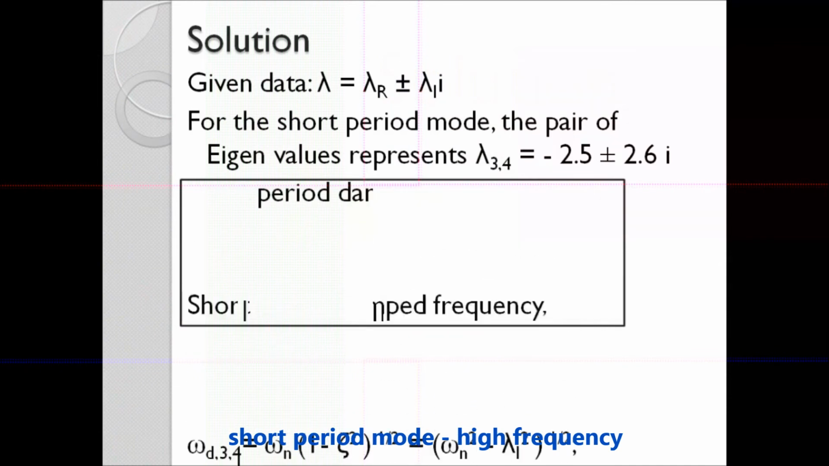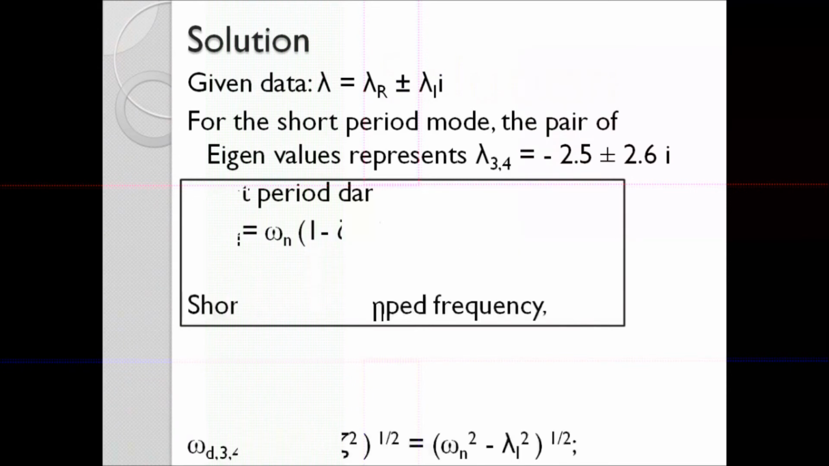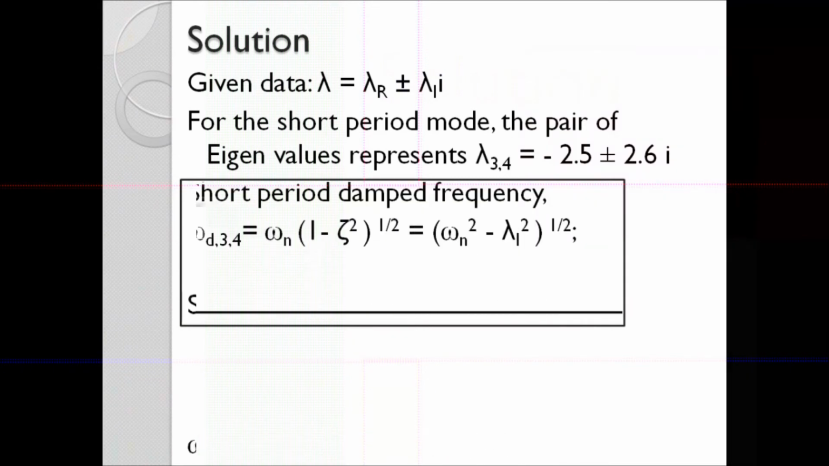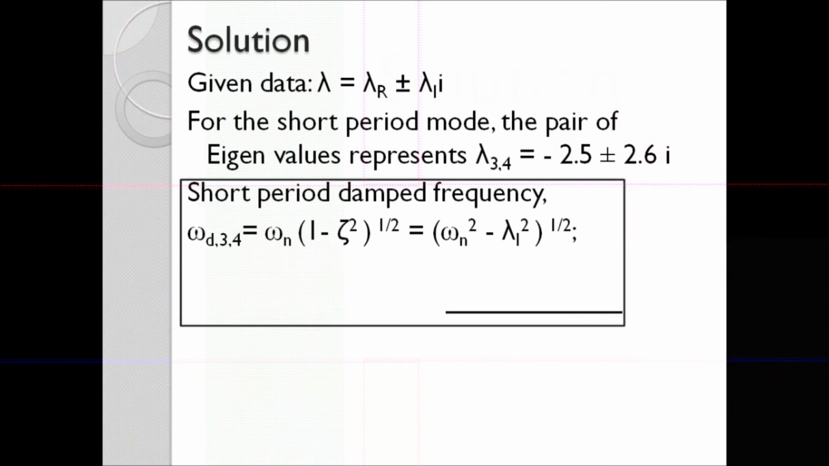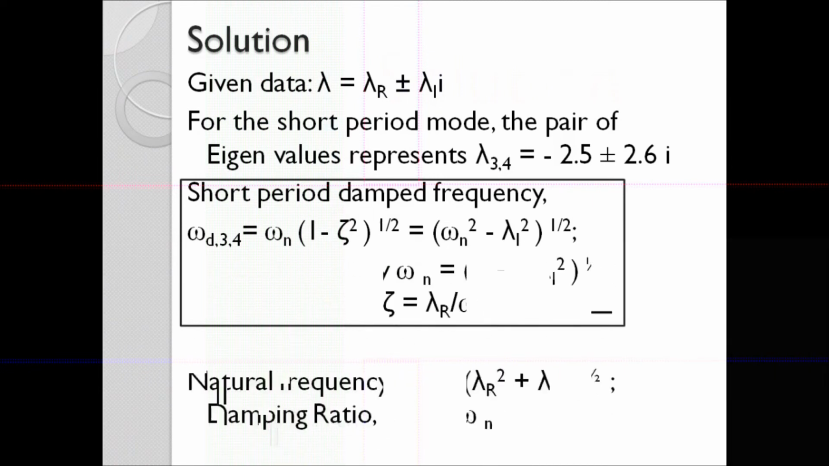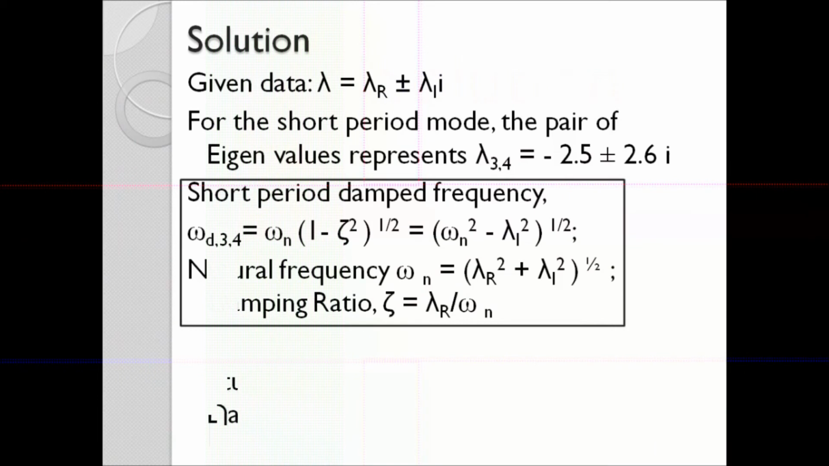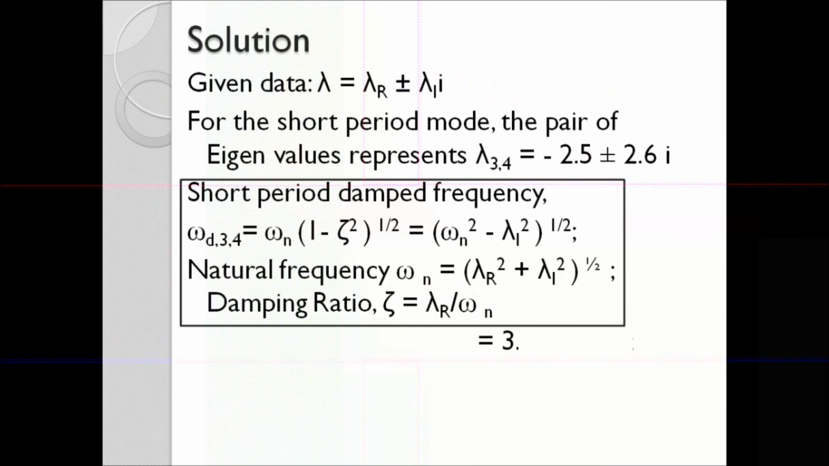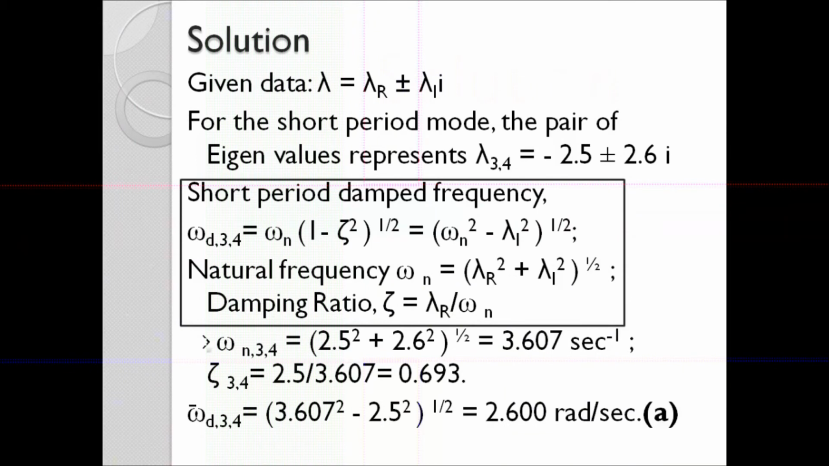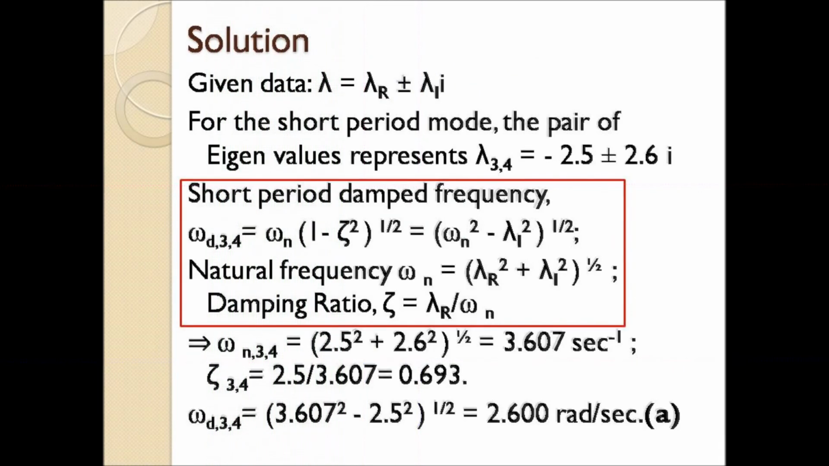we know the high frequency. Now you know this formula, that is the damped frequency they have asked, omega d equals omega n root over 1 minus tau square, or we can use the other formula also. Now how can we find omega n? Previously we found it, that is lambda r square plus lambda I square power 1 by 2, and the damping ratio you already know. Now substitute on those formulas, you get the result. Now substitute on the damped formula, you get this 2.6, and from that you can choose the right option.